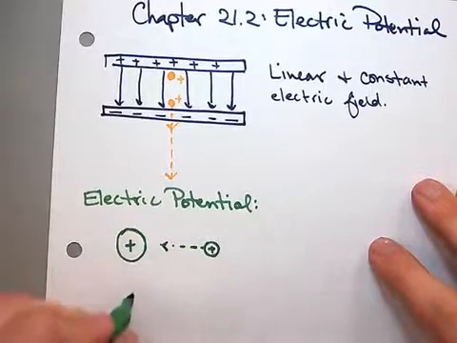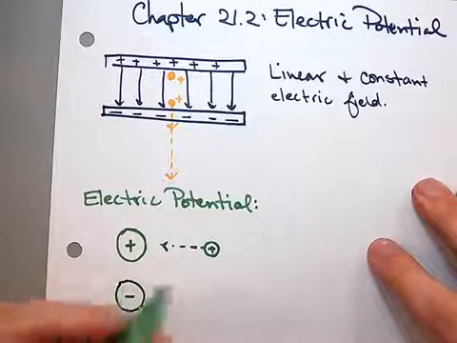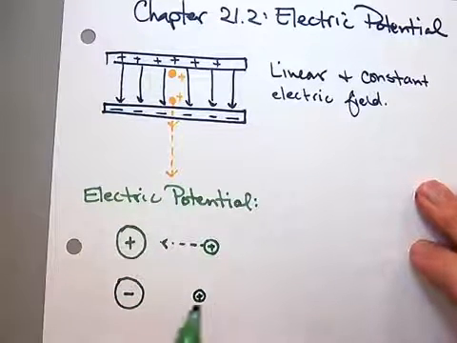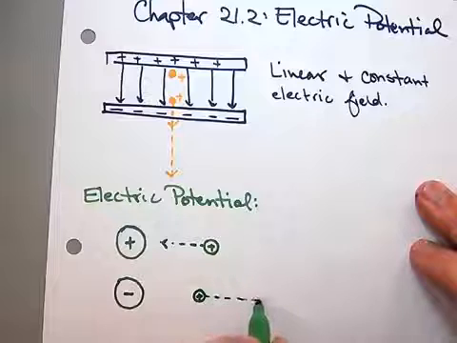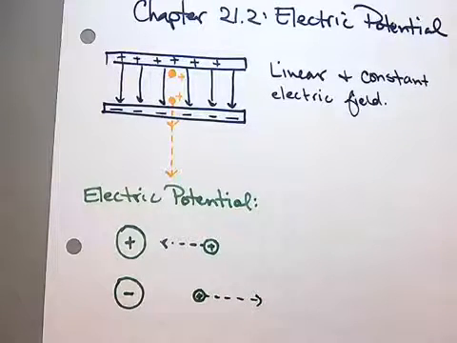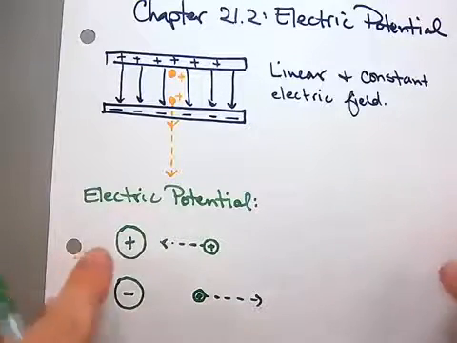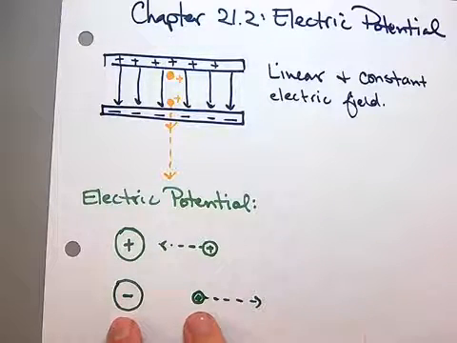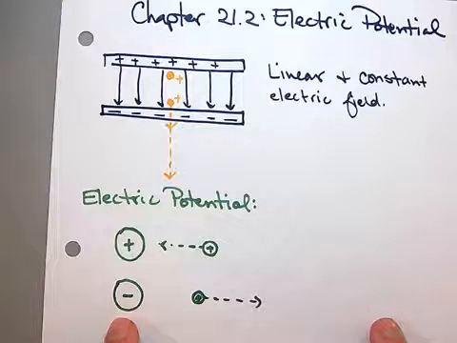Let's say I have a negative charge and a positive charge. They want to move together. If I take this and move it away, then there's more potential energy being built up because there's more room for it to move together now. So when like charges move together, the electric potential increases. When opposite charges move apart, the electric potential increases.